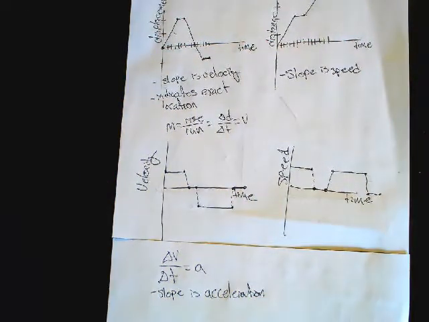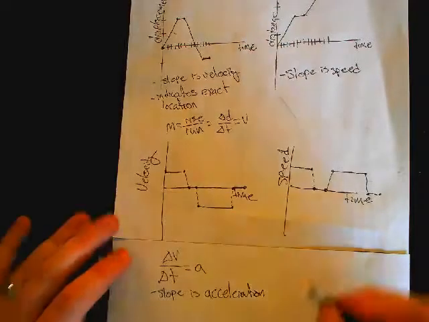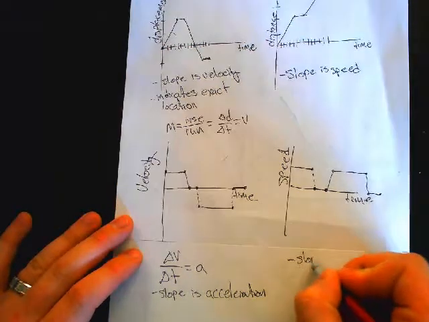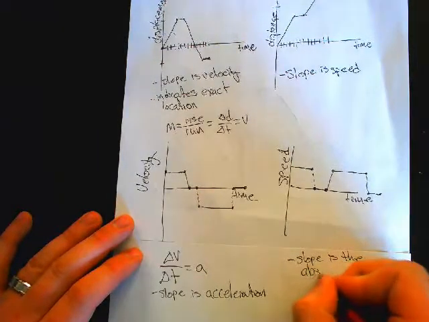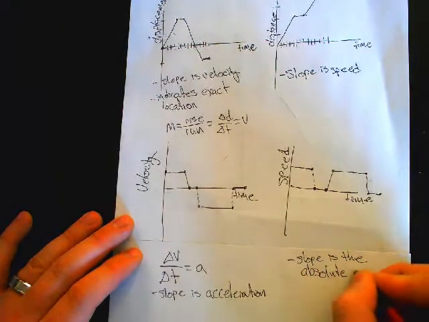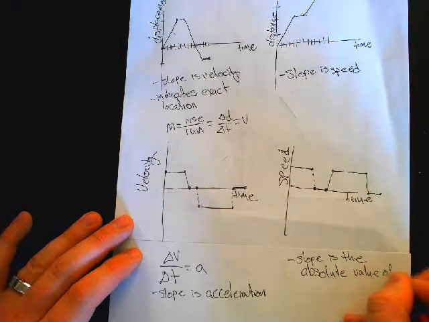Similarly, we can talk about the slope of a speed versus time graph being acceleration. However, that's not as reliable because we can't tell if we're moving forwards or backwards with the speed versus time graph. So we don't really know what kind of acceleration we're experiencing. We can just tell the absolute value of the acceleration. So slope is the absolute value of the acceleration.